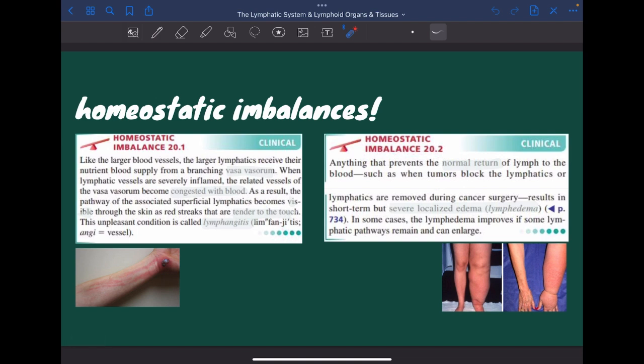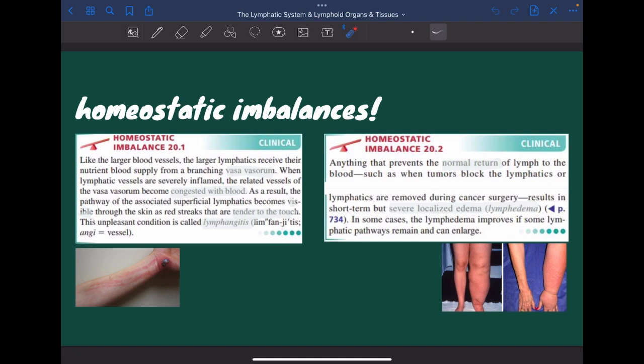Now with regards to the homeostatic imbalances in the lymphatic system, there are two main things to mention: lymphangitis and lymphedema. Normally, when we have a site with inflammation, the blood vessels around that area become dilated, and we'll understand that more in the immune system. One of the hallmarks of inflammation is redness in that area. When any region in our body becomes inflamed, the blood supply becomes dilated to allow more blood to come into that area, carrying more of the protective cells like the white blood cells and so on.